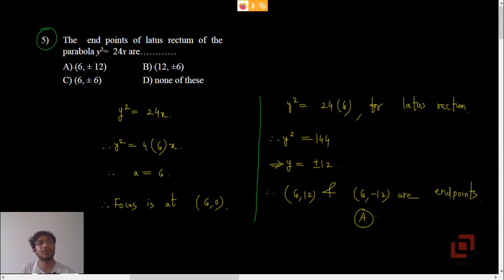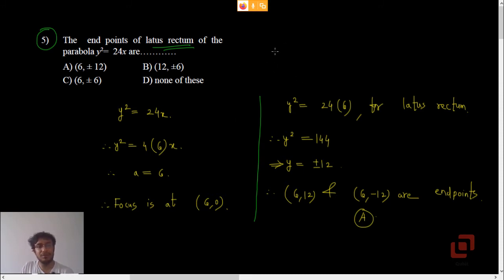Question 5. The endpoints of the latus rectum of the parabola y squared equal to 24x are: option A 6, plus or minus 12, option B 12, plus or minus 6, option C 6, plus or minus 6, and option D none of these. Now unlike the previous problem, in this case if you check for options B and C, you will find that these points do not lie on the parabola. Okay, let's check.